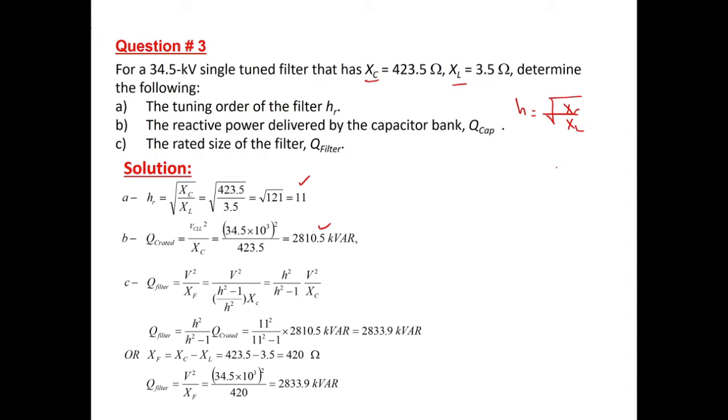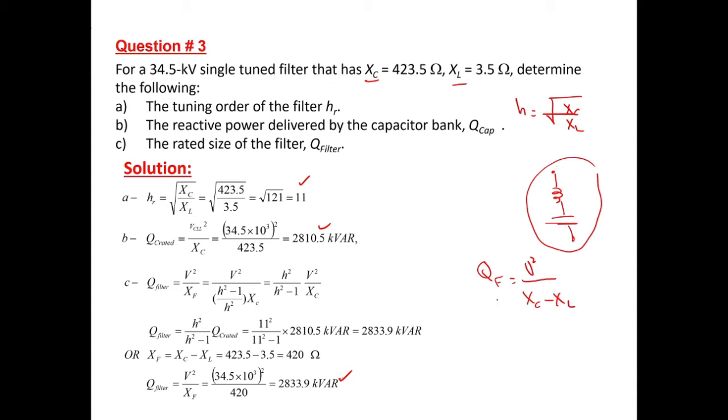Again, over here, this single tone filter consists of L and C. So now we would like to find the size of the whole filter. We know that we can find the size of the filter from V squared divided by XC minus XL, which can be calculated as shown over here.